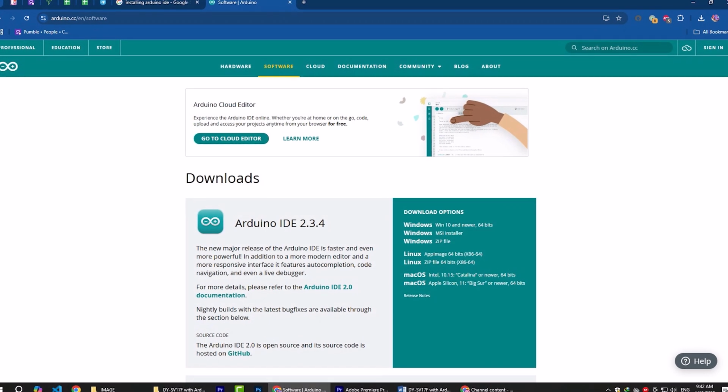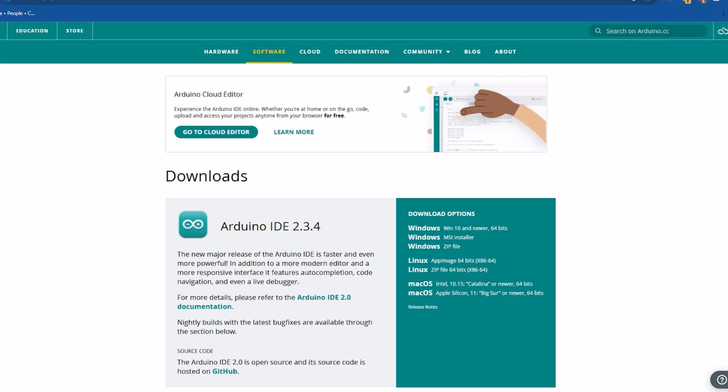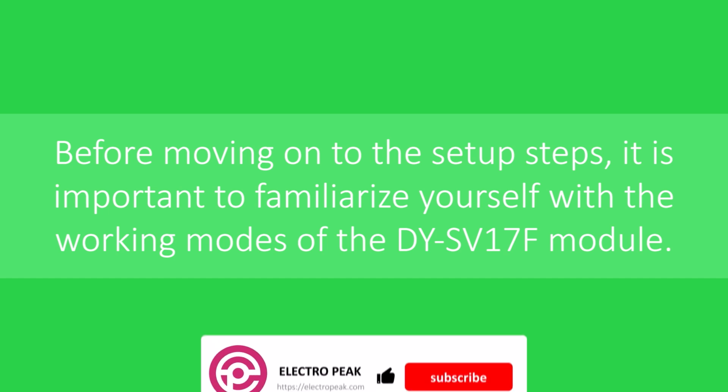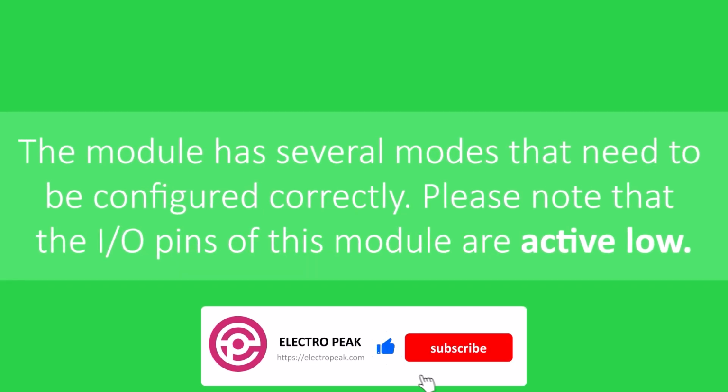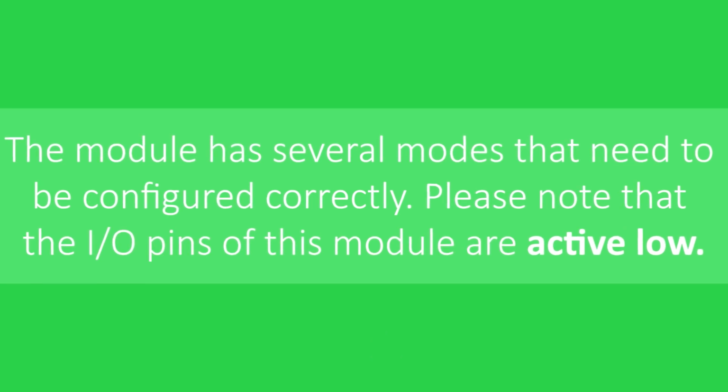To begin, install the Arduino IDE software on your computer. You can find the download link in the video description. Before moving on to the setup steps, it is important to familiarize yourself with the working modes of the DY-SV17F module. The module has several modes that need to be configured correctly. Please note that the I/O pins of this module are active low.